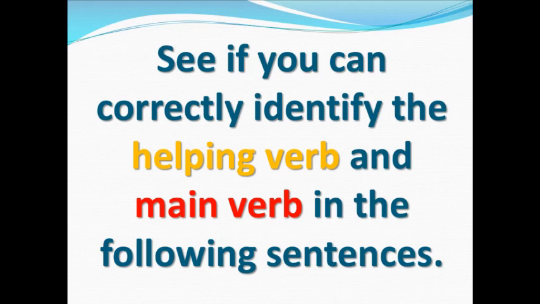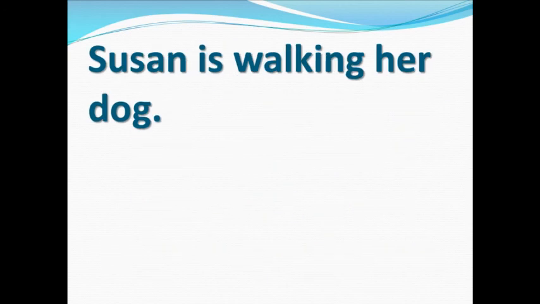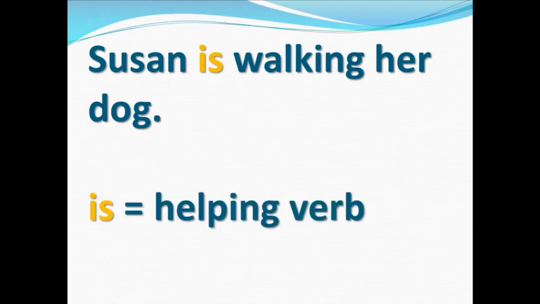See if you can correctly identify the helping verb, the main verb, and the verb phrase in the following sentences. Susan is walking her dog. Try and find the main verb. Then remember, the helping verb comes before the main verb. Then when you put them together, you will get your verb phrase.